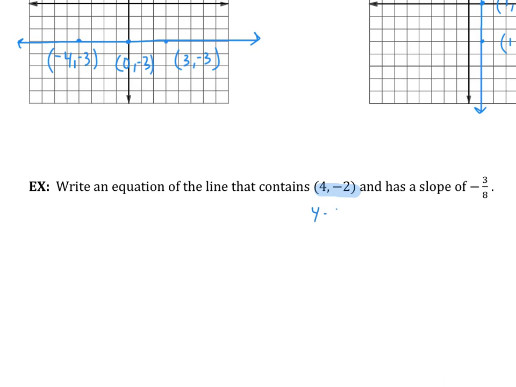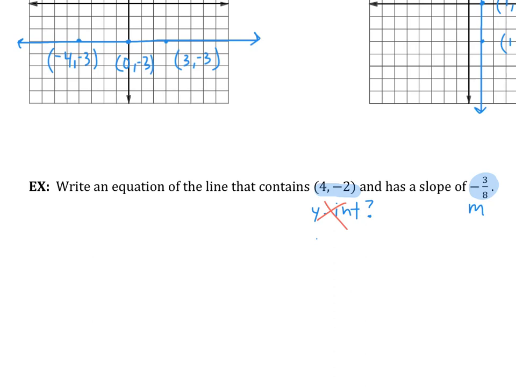So I ask myself first, is this point the y-intercept? And hopefully you can say no right away, because is our x value 0? No. So it's not our y-intercept. It's just a point. Now let's look at our slope. We were given our slope, so we have our slope. We don't need to figure that out. That's easy enough for us.